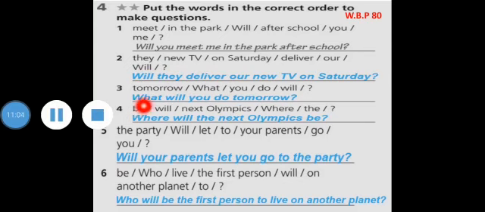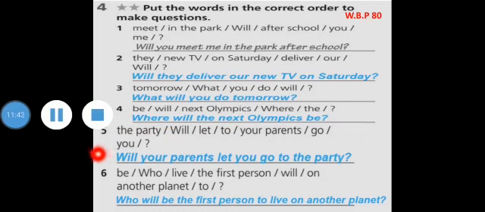Number 3, what will you do tomorrow? Question word, will, the subject, the infinitive verb, and the complement. Number 4, where will the next Olympics be? Where, the question word, will, the helping or the modal verb, the next Olympics, the subject, and be is the infinitive verb. Number 5, will your parents let you go to the party? We start with will, then your parents, the subject, let, the infinitive verb, and then the complement of the question.